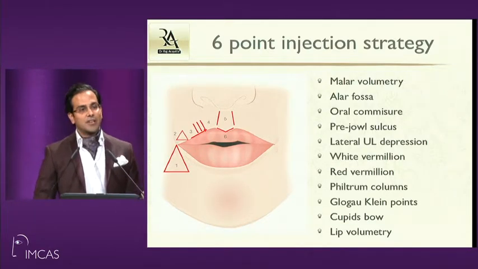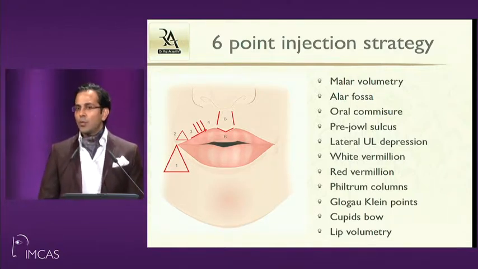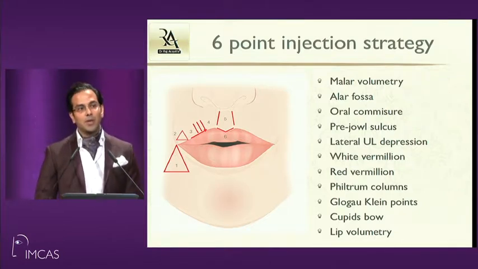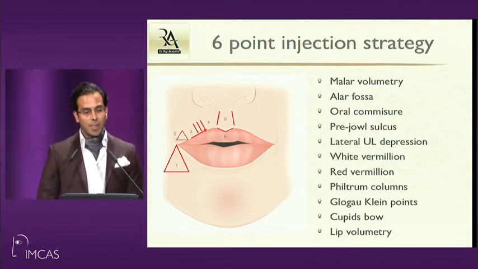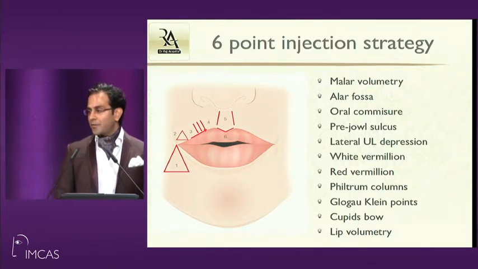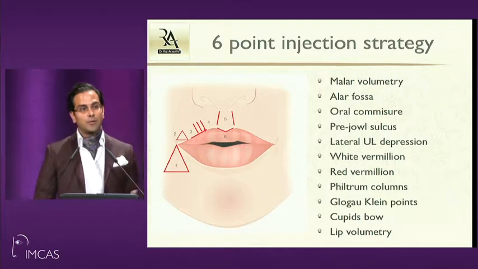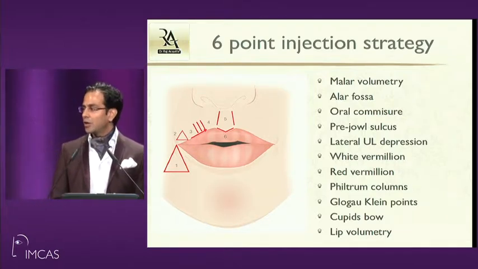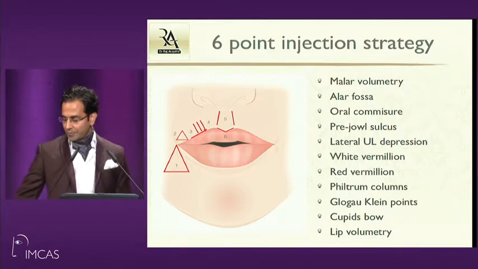So number 1 is to give positivity of the oral commissure. Number 2 is the area where we see a triangular depression in the lateral part of the upper lip, particularly in those patients that are more aged and they have buccal herniation. Number 3 and 4 is for vermilion eversion, and also for the perioral lines, and then we get to Glogau-Klein point, philtral column, and then we do the volumetry.